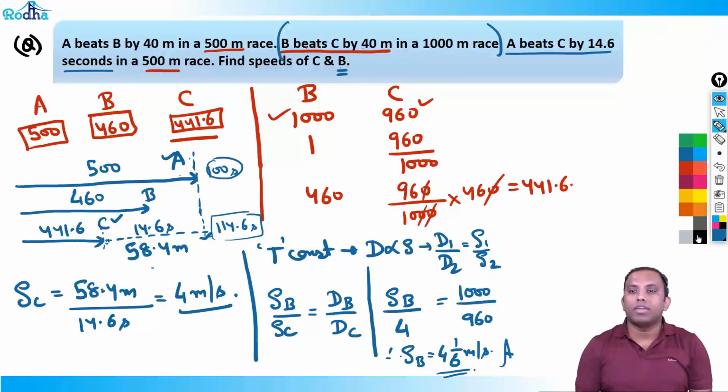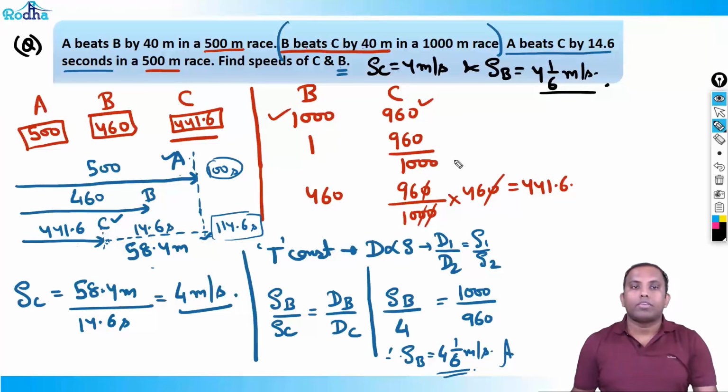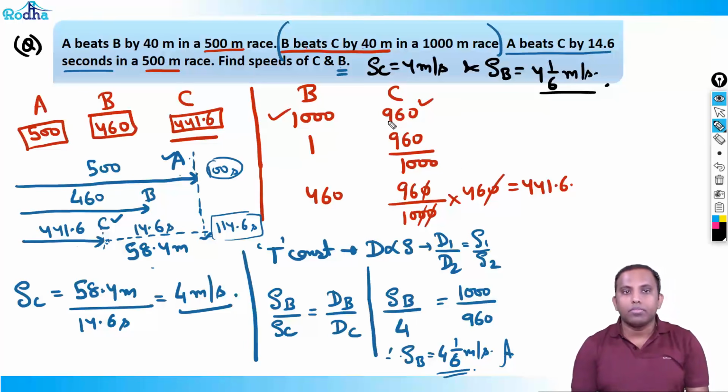So our answer is the speed of C is equal to 4 meter per second and the speed of B is equal to 41 by 6 meters per second. That's the answer for this fantastic question. Now let's move to the next question.